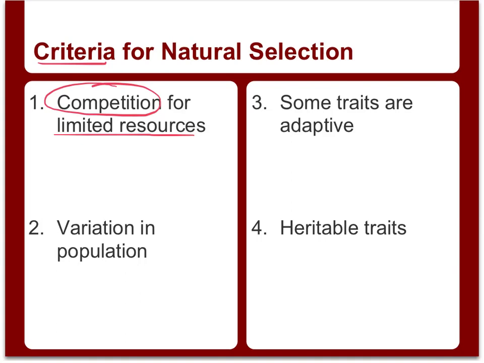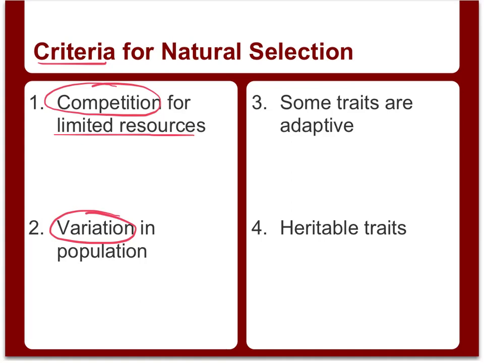If there are limited resources, we have a population that is competing. Well, that population has to be a variable population. There has to be variation in that population. Because if all organisms look the same or behave the same, then they'd all compete equally for those resources, which means that no one kind of organism would be competing better. No one organism would be better suited to acquire those resources.